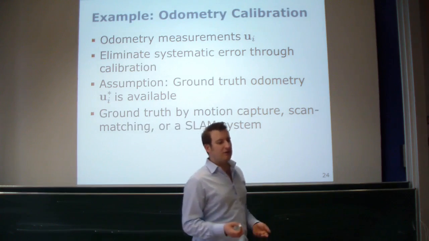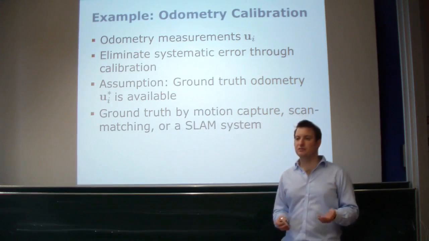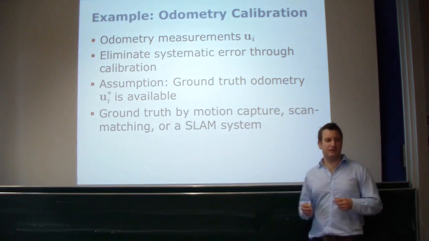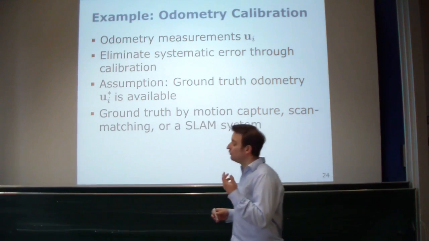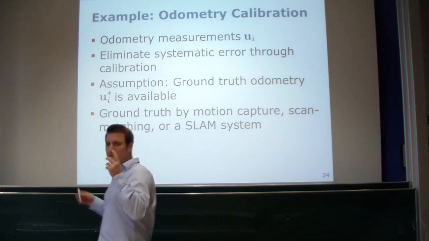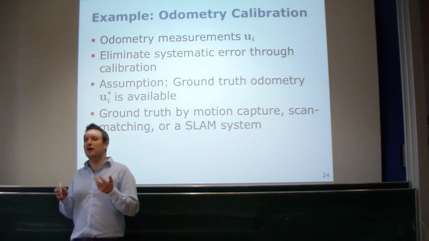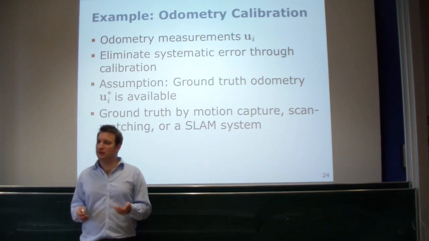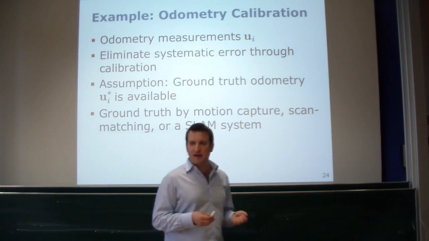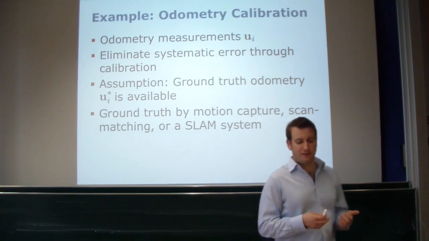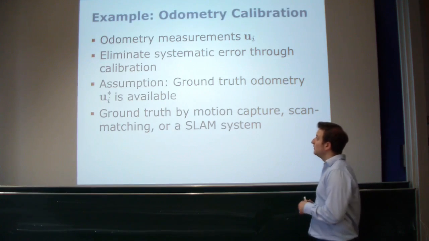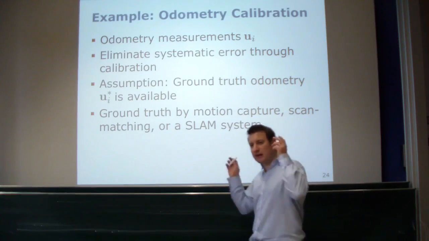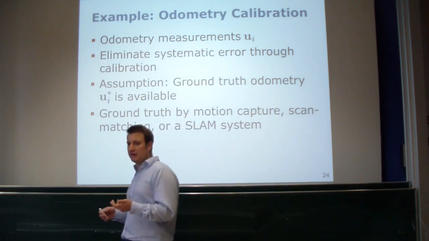And I can use calibration to calibrate those parameters and come up with a so-called corrected odometry, which is not the perfect odometry information, but at least has no systematic error. That's the goal here. So we want to pre-correct our odometry to get rid of the systematic errors.